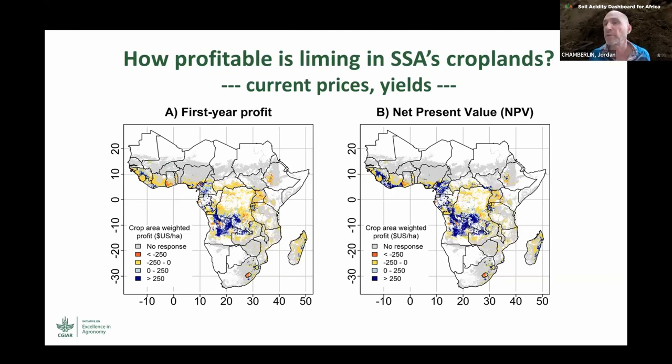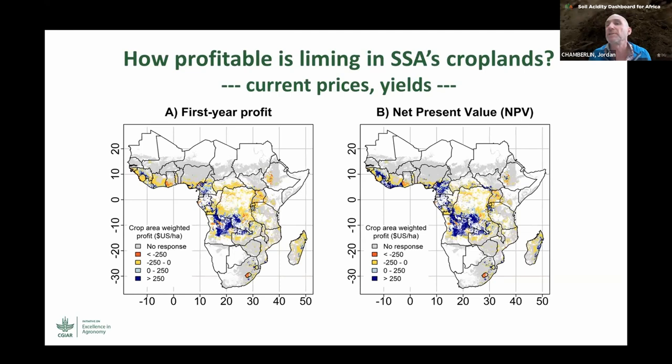If we wanted to roll out a lime campaign or we wanted to build a market, what's the value proposition there? Where do we think liming would be profitable given the integration of these agronomic and economic factors? And the answer, not surprisingly, depends on where you are, but it also depends on the assumptions that we're using. So I'm going to try to make that apparent in these next few slides.